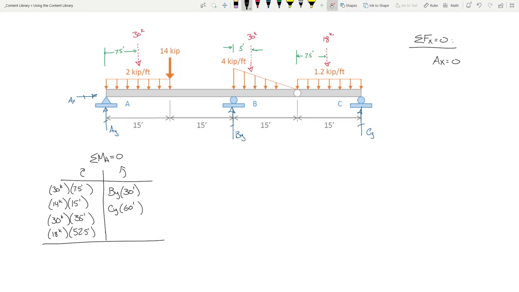So, it's interesting. First off, let's add up everything over here. What do we get when we handle this column? 30 times this, 14 times this, this times this. Add it all up. What do we get over here? 2,430. Equals BY times 30 feet plus CY times 60 feet.